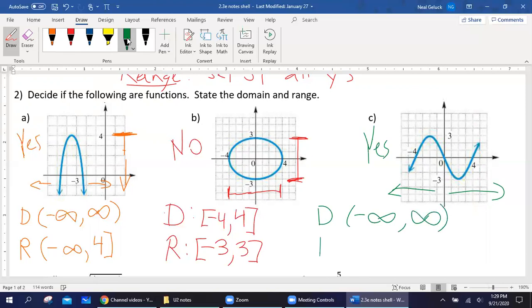And now here's where students will mess this up. They'll think that the range is only from -3 to 3 because they see a bottom and a top. But you have to look at the entire function. This graph is shooting down forever. This graph is shooting up forever. So its range is also negative infinity to infinity.